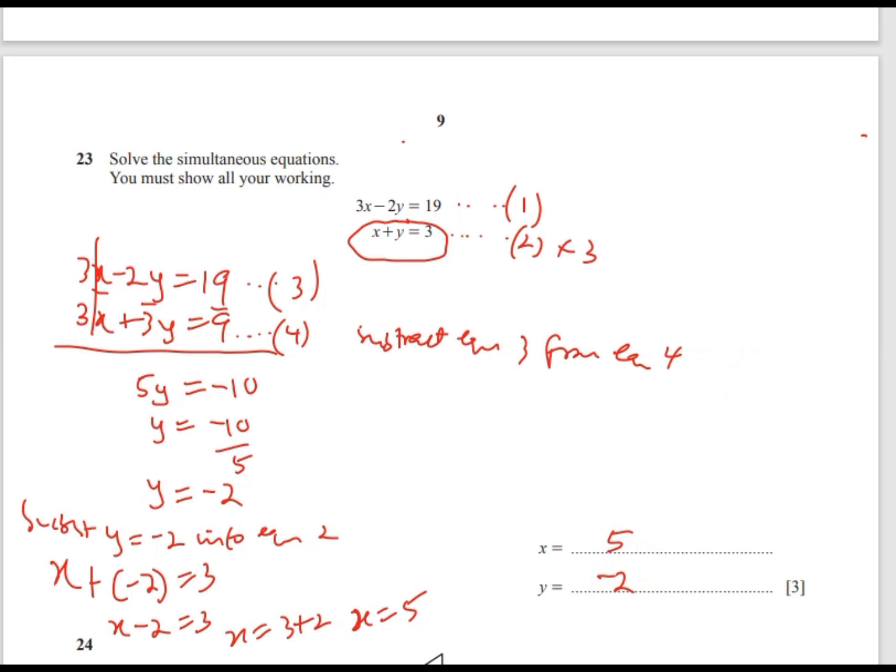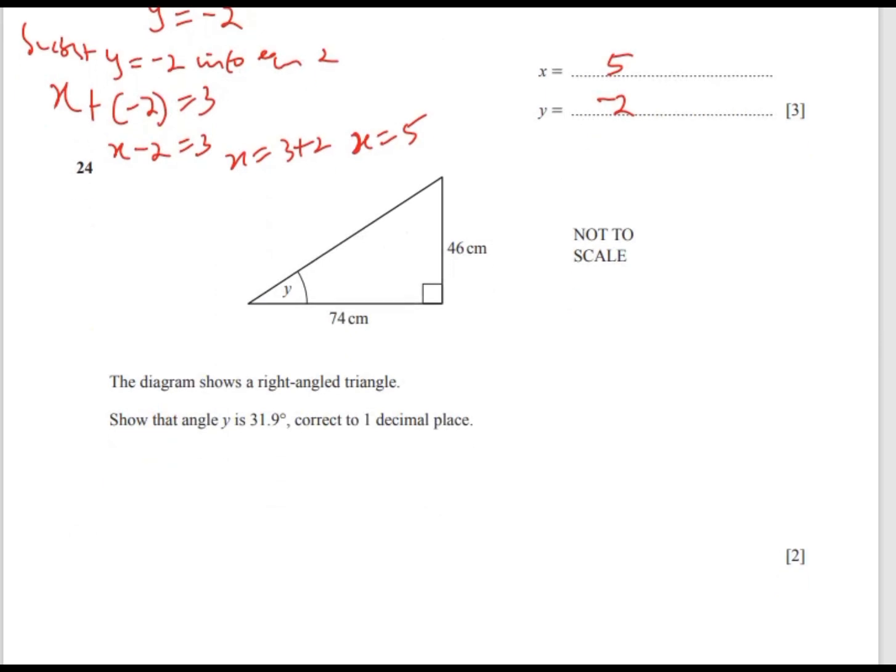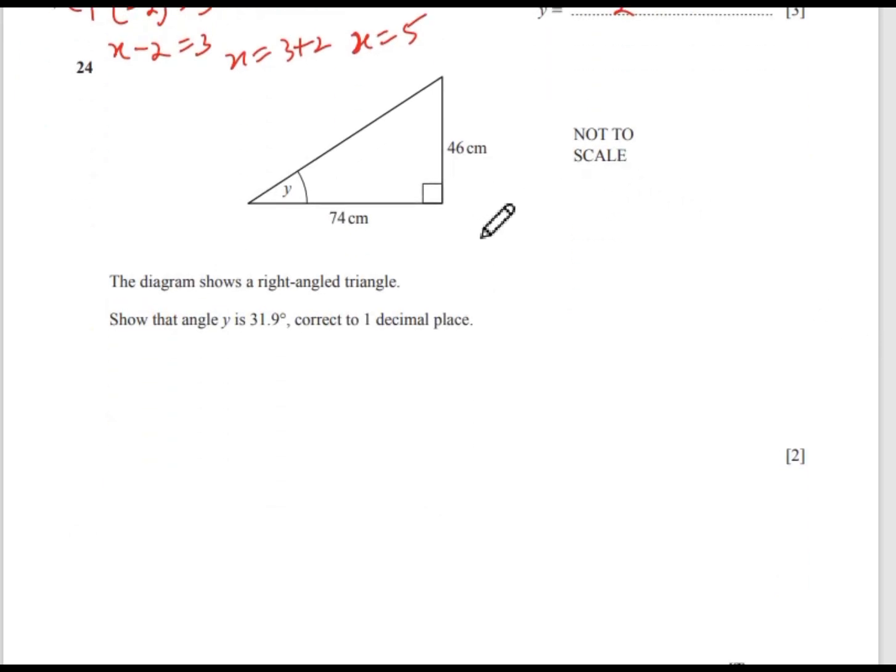We'll proceed to the next question. Question number 24. The diagram shows a right angle triangle. Show that y is equal to 31.9 degrees correct to 1 decimal place.